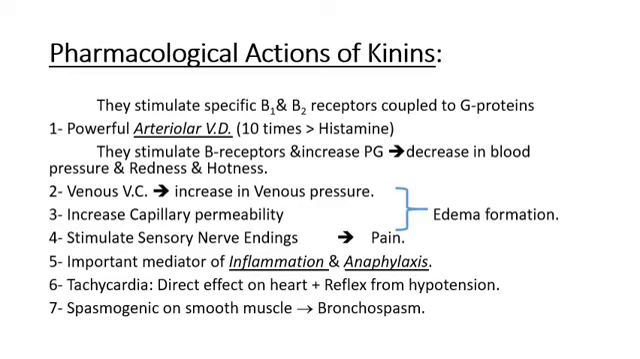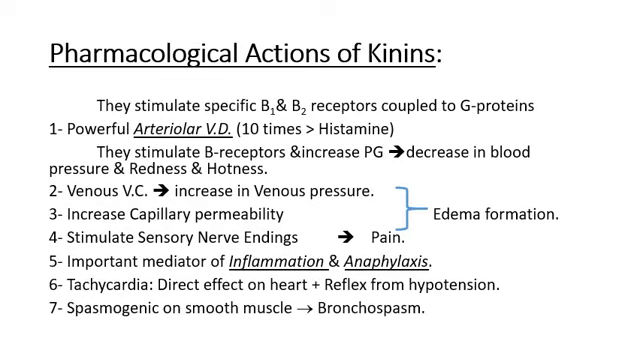So what are the actions of kinins? They stimulate B1 and B2 receptors coupled to G proteins. They produce powerful arteriolar dilatation, 10 times more than histamine. They stimulate B receptors and increase prostaglandin, decrease the blood pressure, producing redness and hotness. They produce vasoconstriction of the veins. Okay, they contract the blood vessels or the smooth muscles of the walls of the veins.